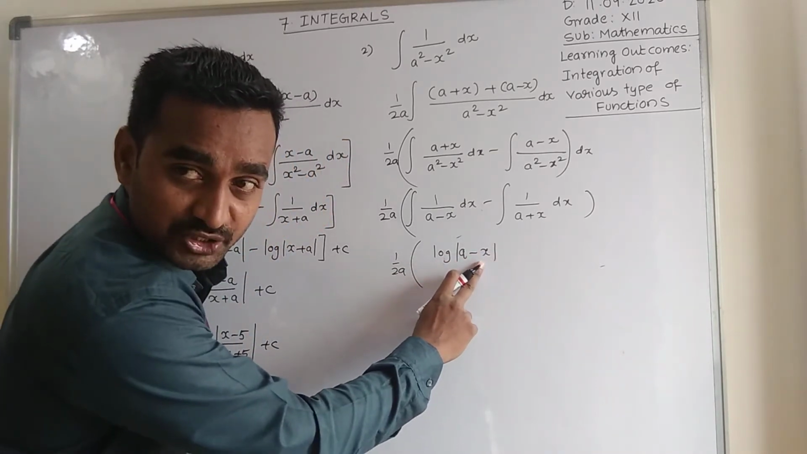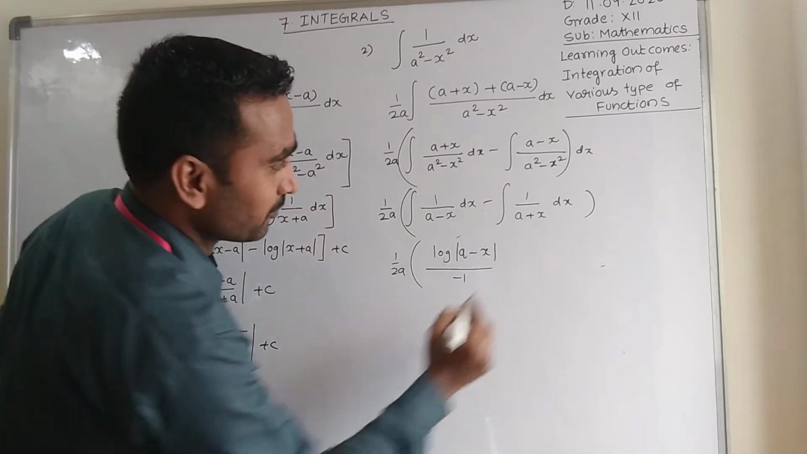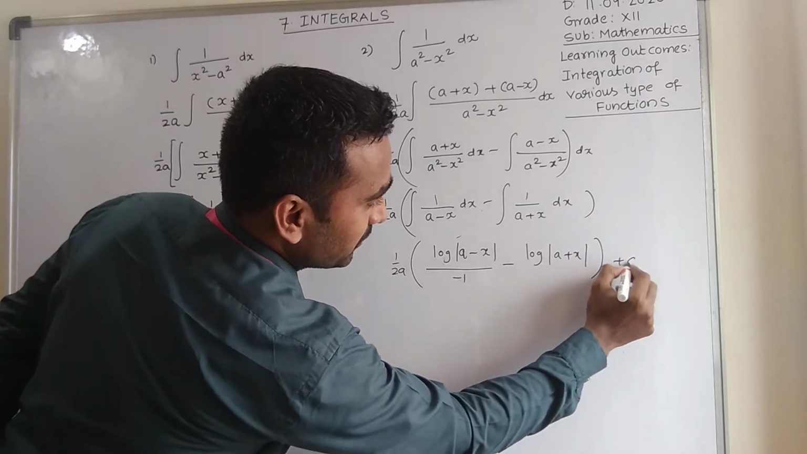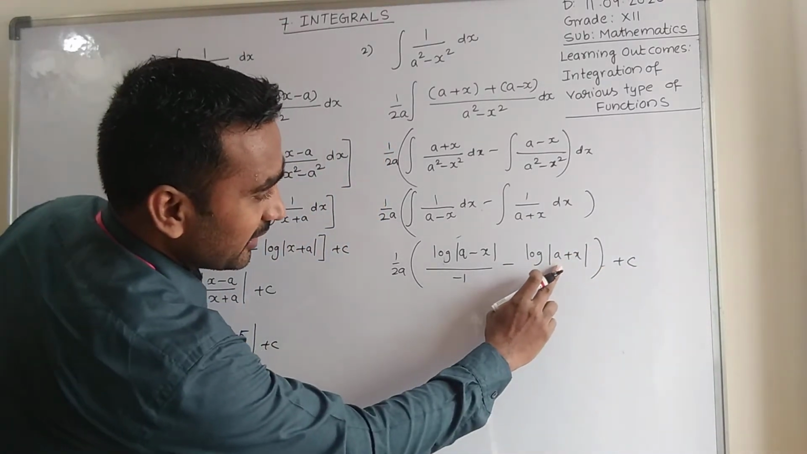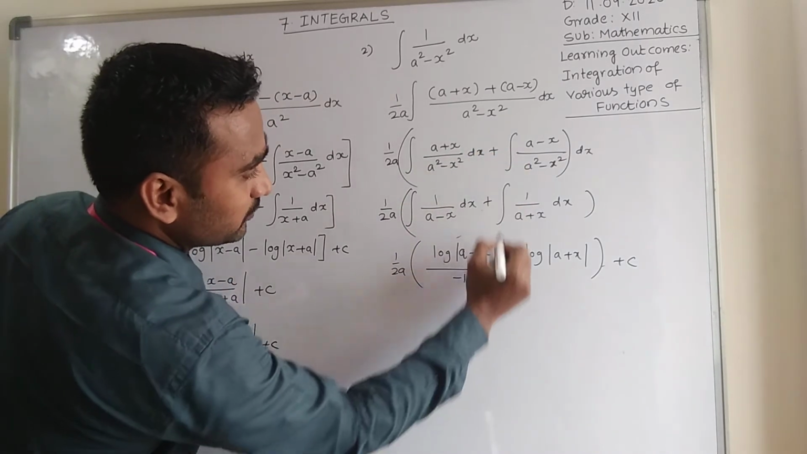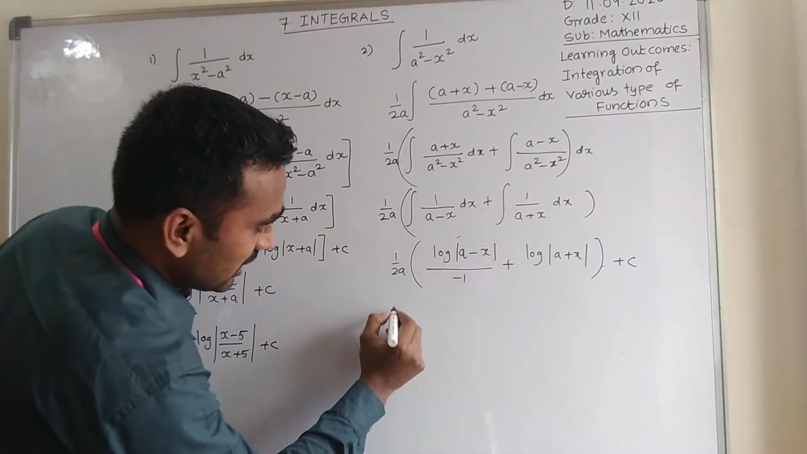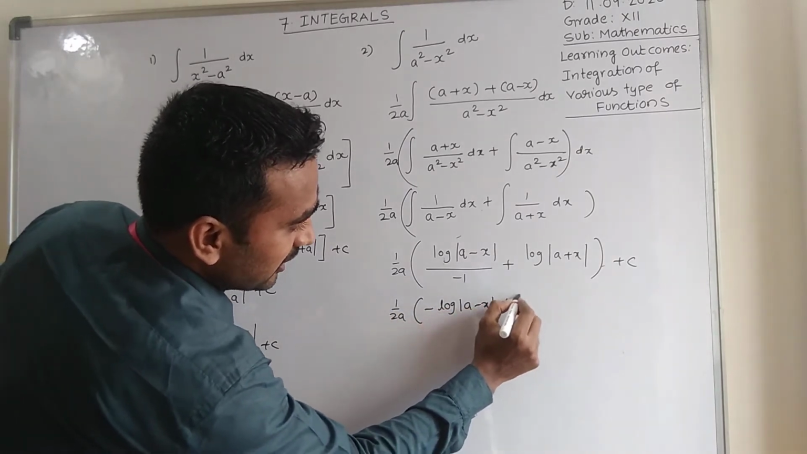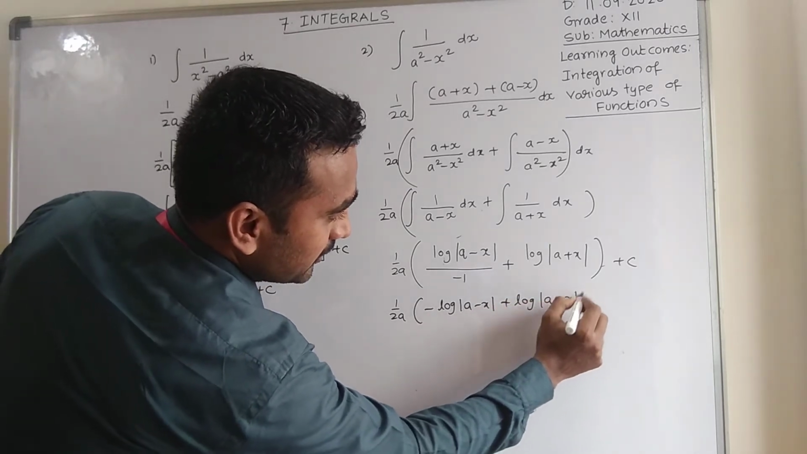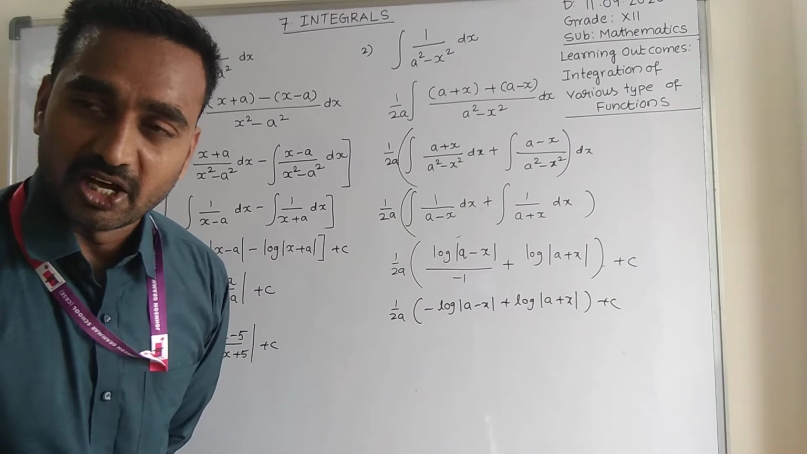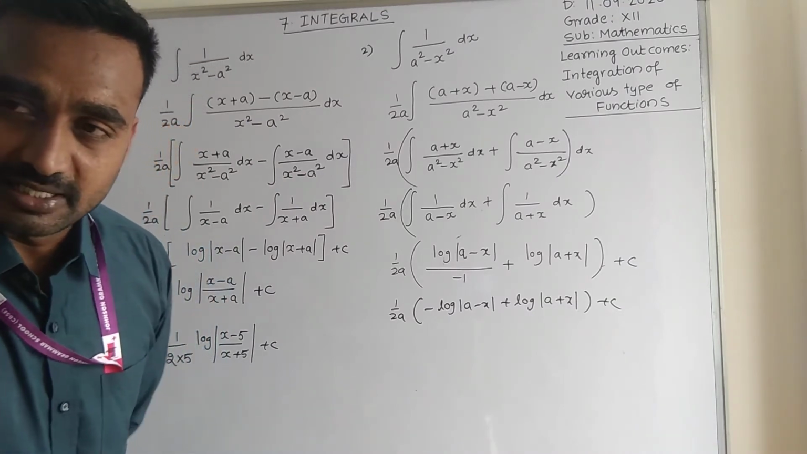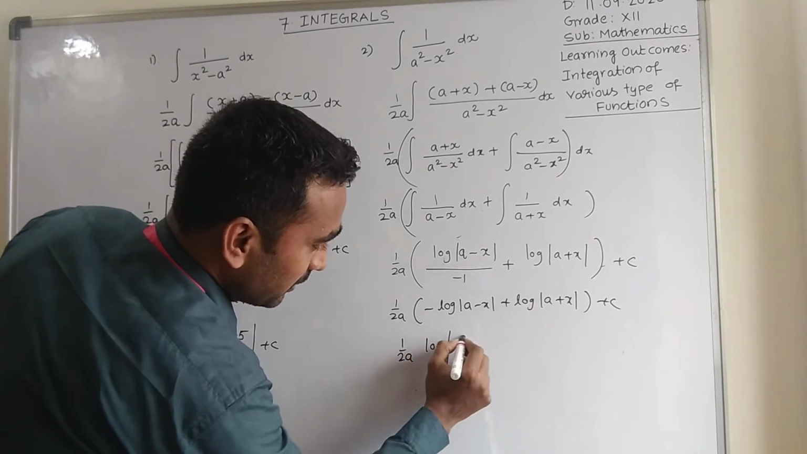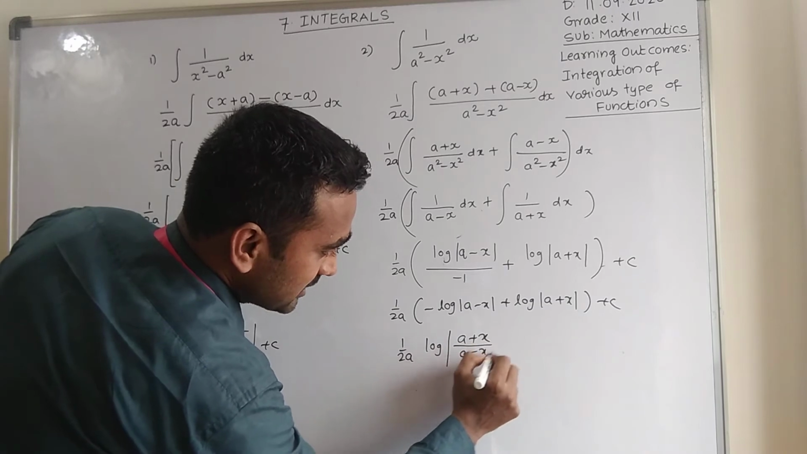And here the coefficient of x, chain rule, hence it will become minus 1 and minus logarithm of a plus x plus c. Students, take one more step: 1 by 2a, minus logarithm of a minus x plus logarithm of a plus x plus c. Now you know log a plus log b is log ab, log a minus log b is log a by b. So it will become 1 by 2a logarithm of (a plus x) by (a minus x) plus c.